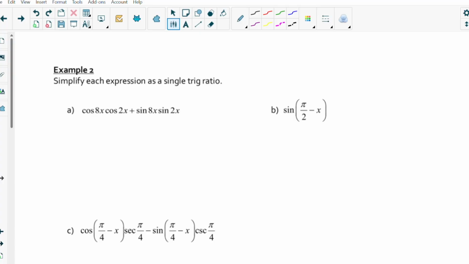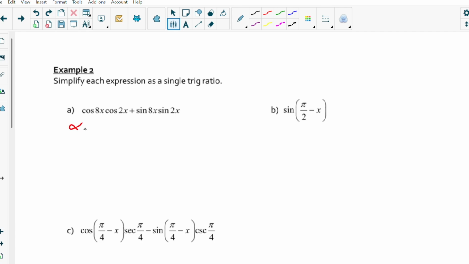So some of these, it's going to give you the expanded form, and then I have to think about what sum or difference identity this looks like. For this one, I see 8x and 2x repeated, then I see cosine, cosine, sine, sine. I look through my formula sheet and say, that looks like the difference identity for cosine. So I'm going to think of it this way.